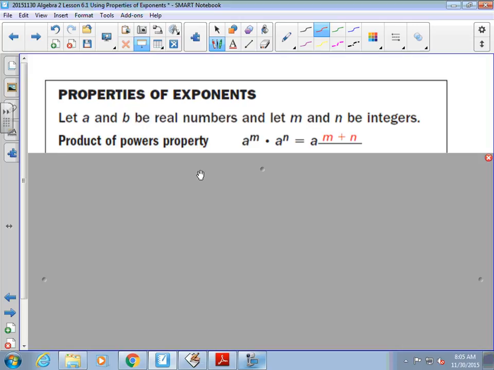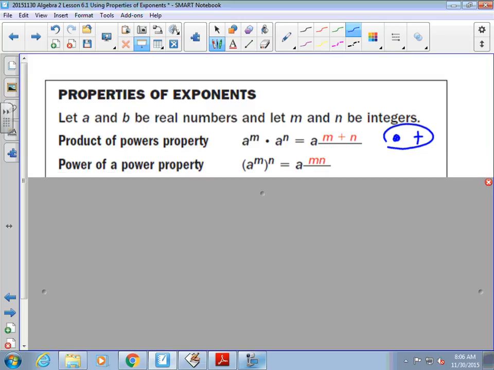You still add them. What you need to know, though, is when you're talking about multiplication, it goes with addition. They're paired together. So when you have two numbers that are multiplying by each other, you add the exponents. When you're raising a power to a power, you multiply them. So when you're multiplying the numbers, you add the exponents. When you're raising a power to a power, you need to multiply them.